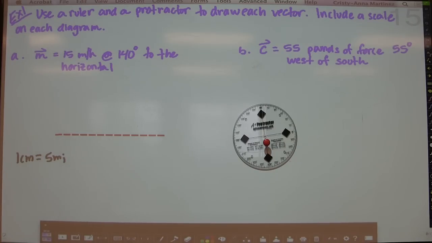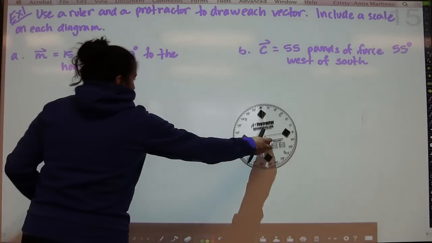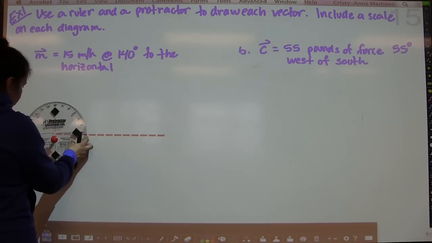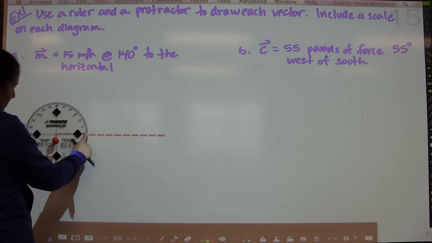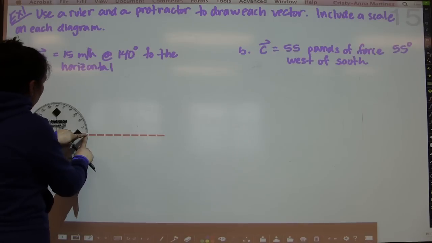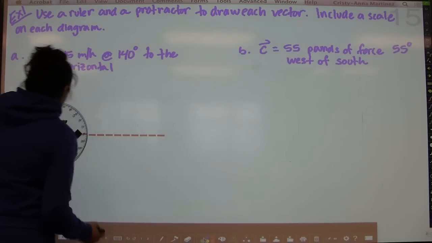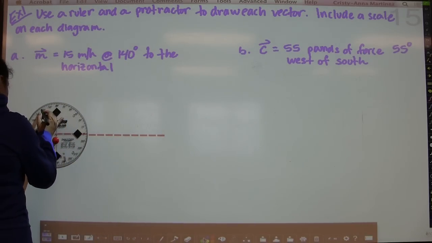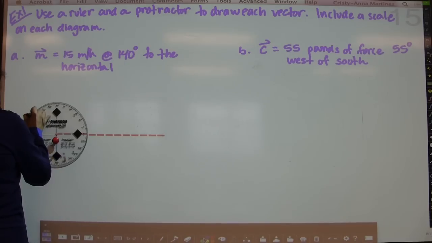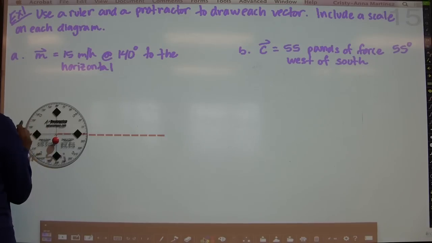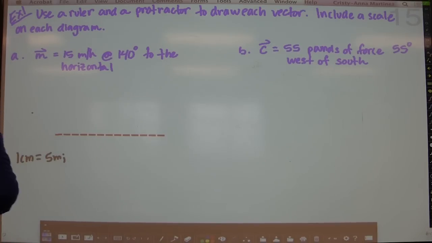As far as the 140 degrees goes, I need to take my protractor and put it over here in the middle of my horizontal, kind of lined up there. Here's 0 degrees, and I want to go 140 degrees. So 140 degrees is going to be, there's 105, 120, 135, so 140 is right here. I'm going to try to put a little dot there. There it goes. So there's my little dot.